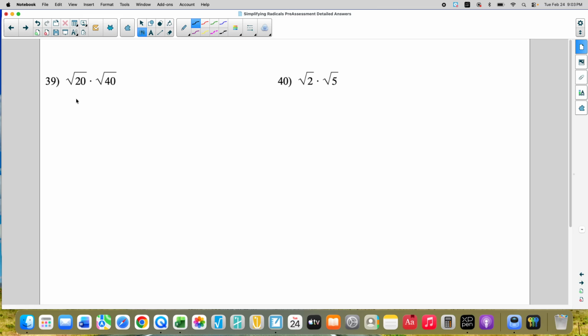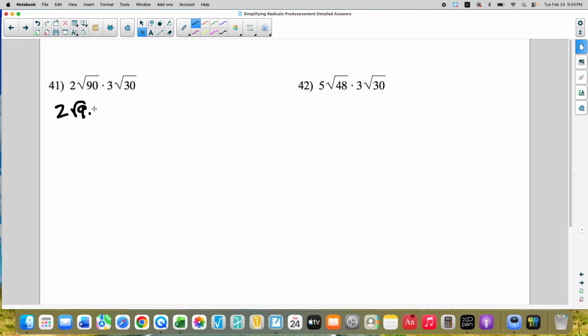Rad 20, rad 40. I'm going to leave rad 20 and I'm going to break rad 40 into rad 20, rad 2. A lot of people would break it into 2 and 10, 4 and 10, cancel the 10s, but I actually have a bigger number that they have in common. So this is 20 rad 2. That's efficient. I like this. No common factors, so we just need to multiply them and can't be simplified.